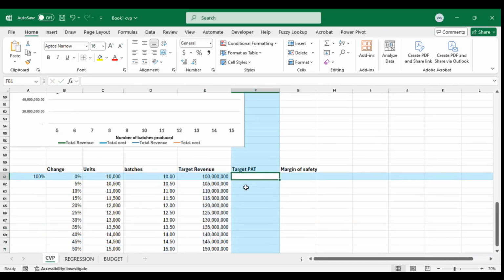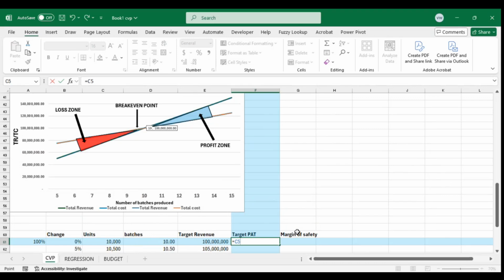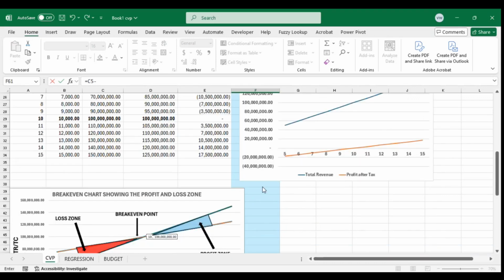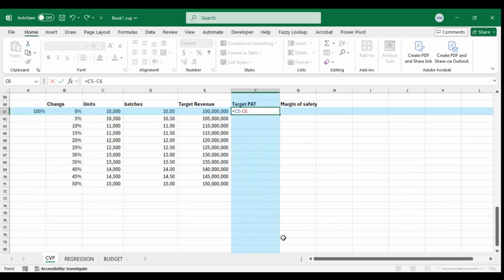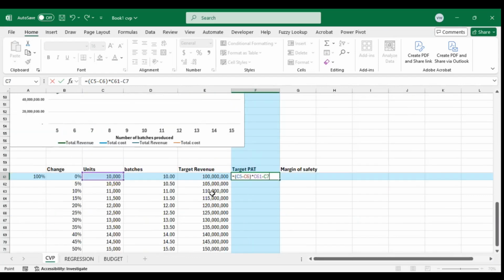Then the next one is the target profit after tax, which we said is given by the unit selling price minus the unit variable cost. Then we multiply by the number of units, which in this case is 10,000. That will give me the total contribution. After getting the total contribution, we minus the fixed cost. The fixed cost has not changed. The fixed cost is still 50 million.